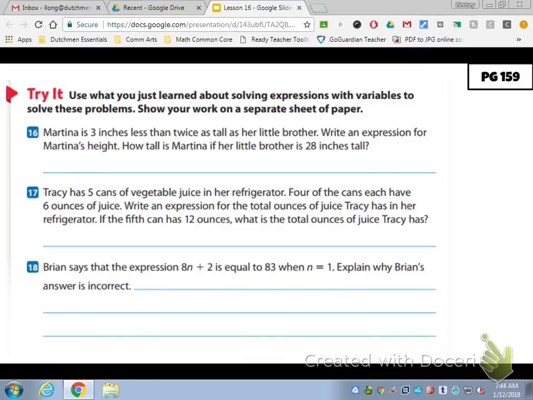So take a couple seconds, pause the video, work out 16, 17, and 18. When you're done, you can go ahead and resume the video to check your answers.